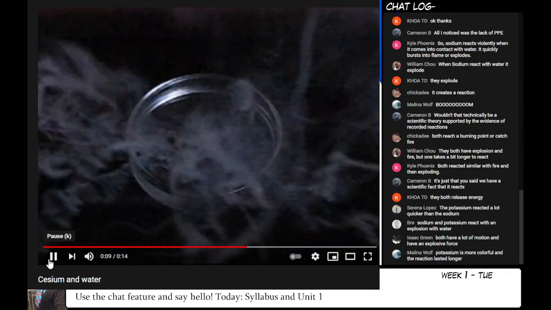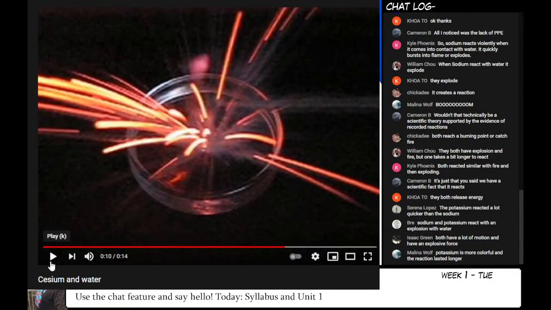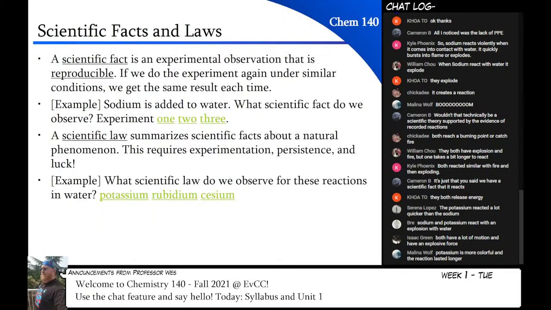I like that. In super slow-mo, it sounds like an old Nintendo video game. Now, what are you learning about these metals that are dropped in water? The law that you would observe is probably very obvious. What's the thing they all have in common?